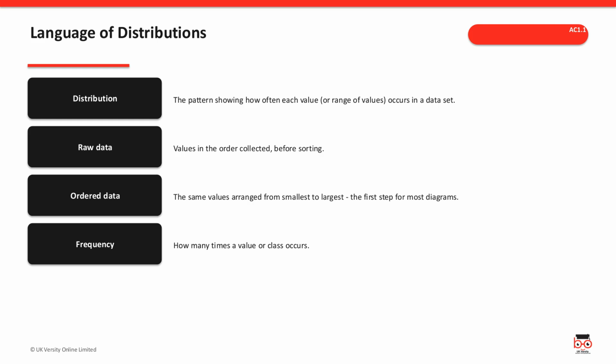Before we draw anything, let's get the vocabulary straight. A distribution is just the pattern of how often each value shows up. Raw data is what you jot down in the order it arrives, while ordered data is that same list sorted smallest to largest, which is nearly always your first move. And frequency is simply a count of how many times a value or a class turns up.